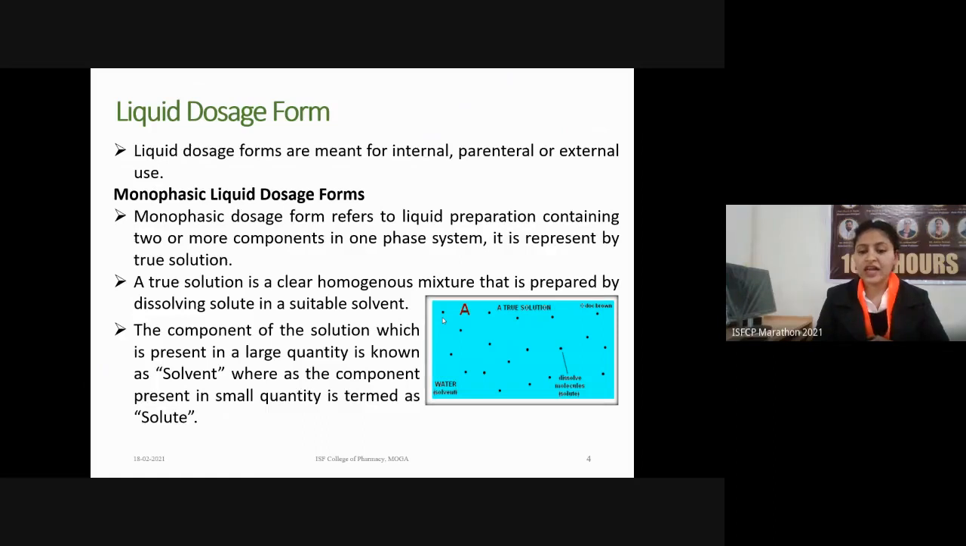In this diagram, you can see that these black dots are the dissolved molecules of the solute. It means they are completely soluble in this solvent system. This water is present in a large quantity and it is termed as solvent, in which these solute molecules are completely solubilized. It means that a monophasic liquid dosage form will be a homogeneous mixture, and it will be a clear solution, and it is also termed as a true solution.